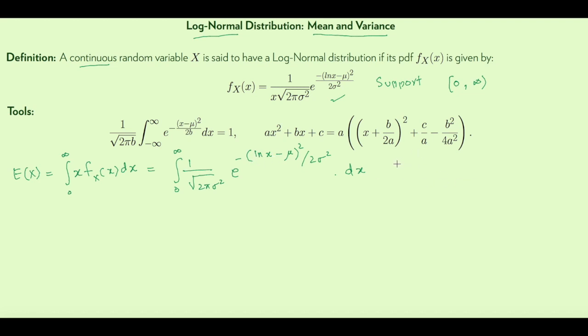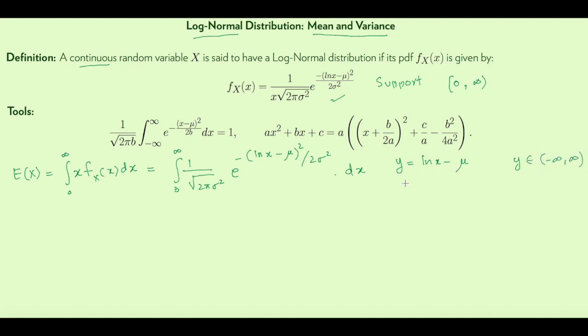Now let's make a change of variable here, because I want this to be a single variable. So what do we do? We say y is equal to natural log of x minus mu. Now x goes from 0 to infinity. When x goes to 0, natural log of 0 is minus infinity. And natural log of infinity is infinity. So the limits of y are from minus infinity to infinity.